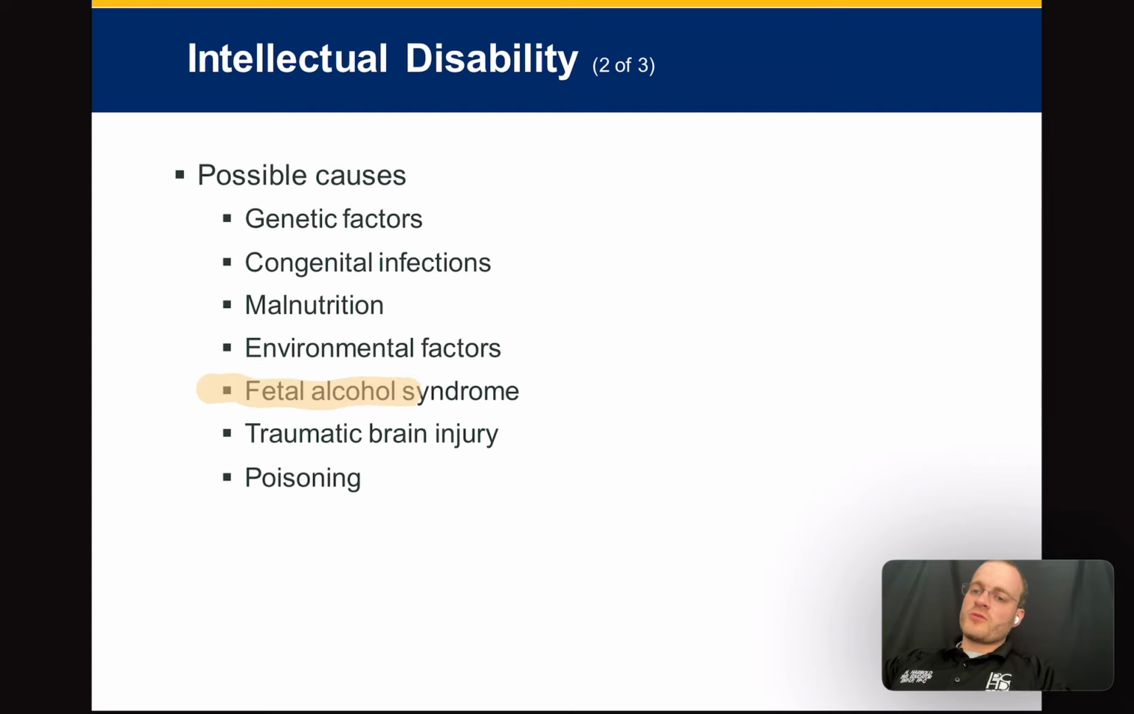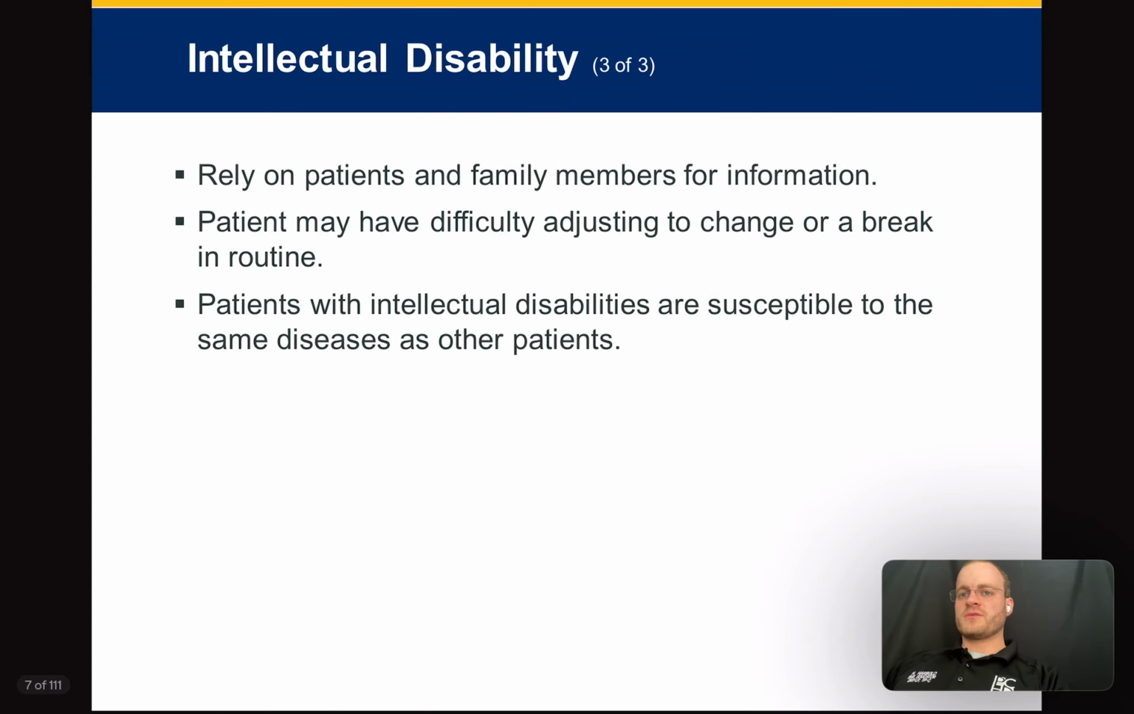This is a very, very common one. We've talked about this. Fetal alcohol syndrome is the most common cause of intellectual disability in the United States. This is when mom drinks during pregnancy, knowingly or unknowingly, and it damages the fetal development. Traumatic brain injury, you could see this from shaken baby syndrome or from a true trauma like a car wreck or a fall. And then poisoning, obviously, could cause these intellectual disabilities.